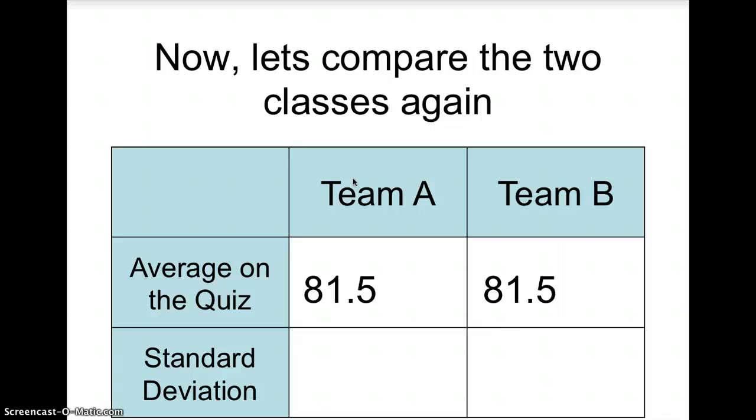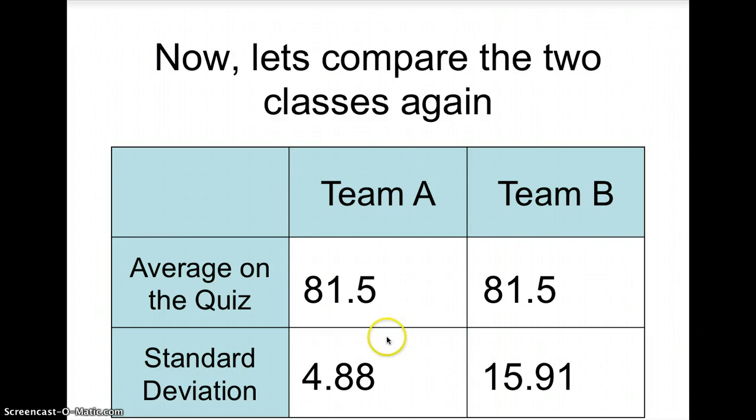So how does that look when you're comparing the classes? They had the same average value, but they had very different standard deviations. Team A, the first class, has a very narrow bell curve because it's a low value for standard deviation, whereas Team B would have a wider shaped bell curve because it has a much larger value for standard deviation.